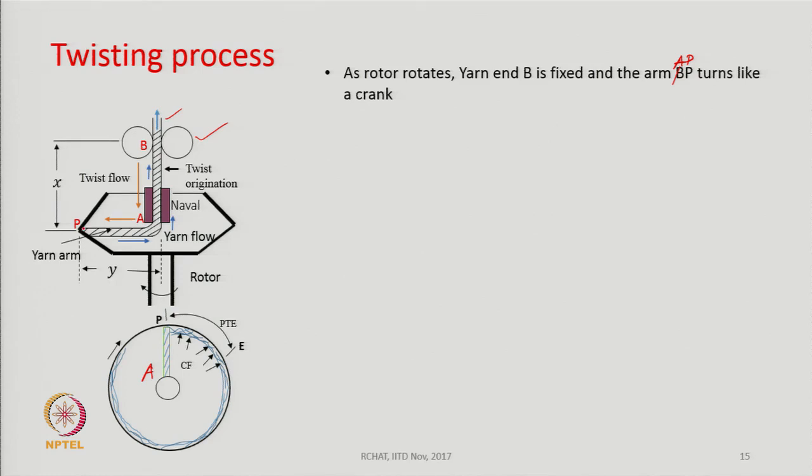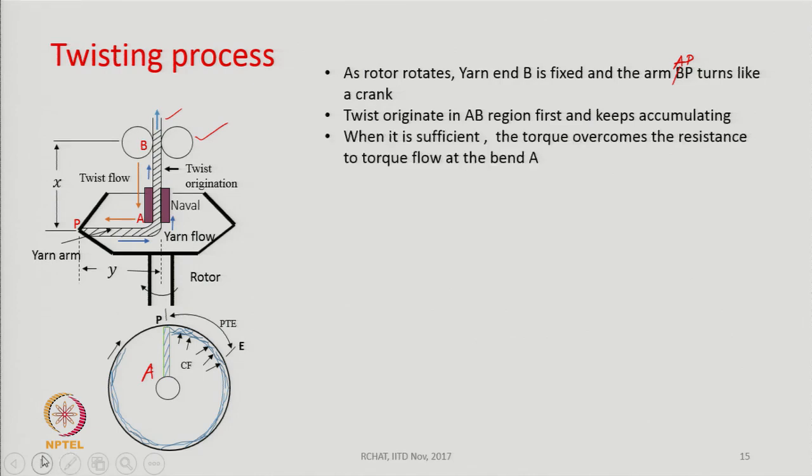The P end is turning because P end is attached to the rotor wall, and that end is turning around the axis of the rotor. And as we turn that end P, the twist is generated in the region AB. And twist starts accumulating there in the region AB.